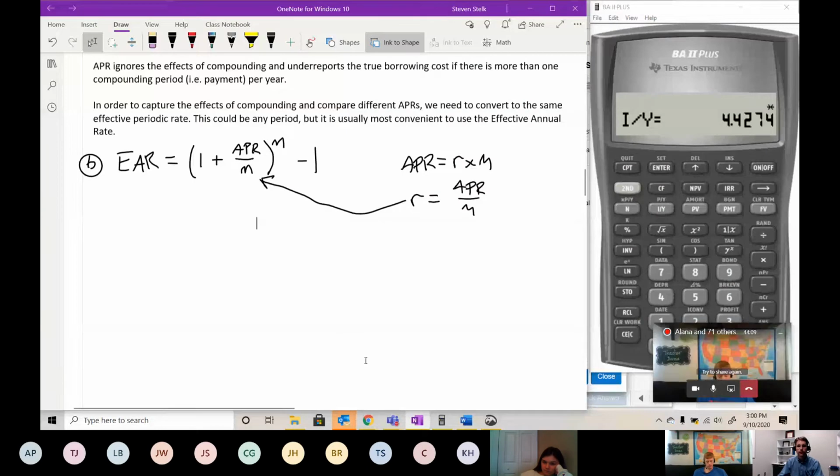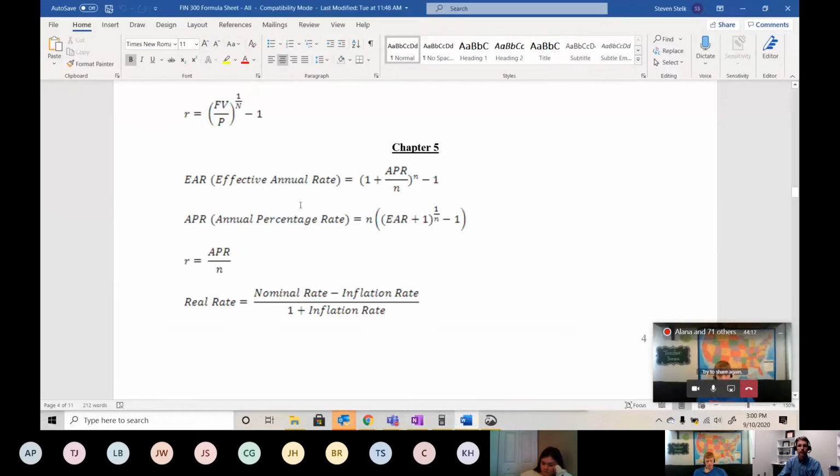All right, and it's on your formula sheet. I meant to show the other one because I want to talk about it. In the Chapter 5 formulas, you've got the effective annual rate formula right here, and you can bounce back and forth between the EAR if you're given the APR, and you can also find the APR if you're given the EAR, right? And these two formulas, EAR and APR, are actually the same. One is just solved for effective annual rate, and the other one is solved for annual percentage rate.